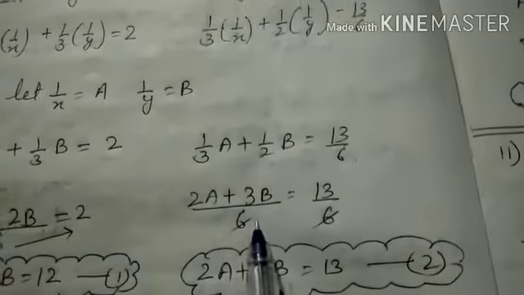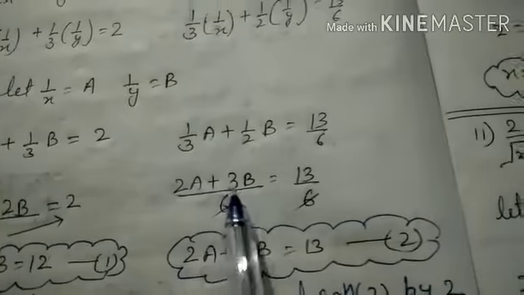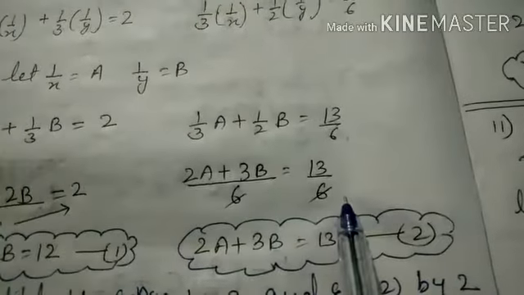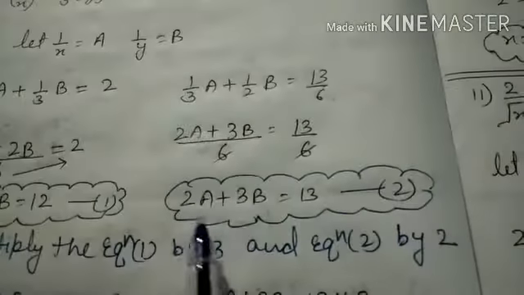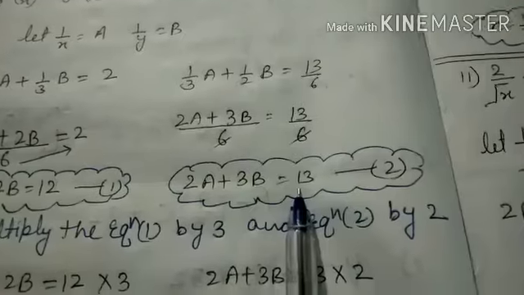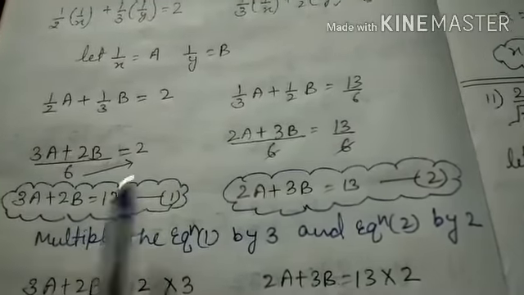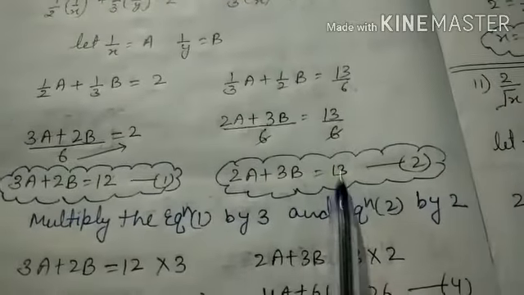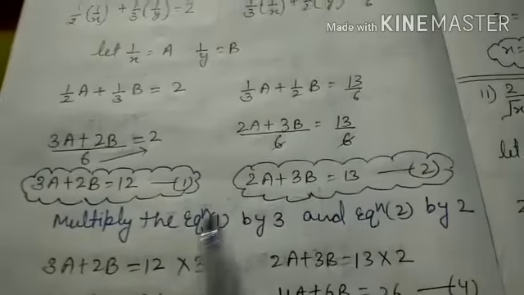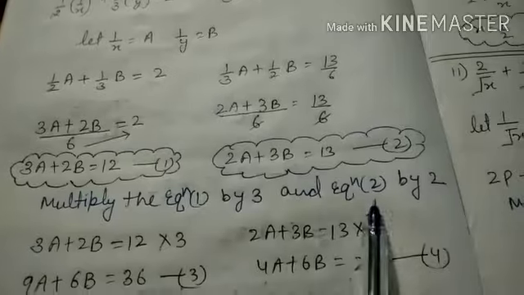Similarly 3 2s are 6 as the LCM, 3 2s are 6, 2 1s are 2, that is 2a plus 3b is equal to 13 upon 6. 6 is cancelled by this 6 and the second equation we have 2a plus 3b is equal to 13. The first equation we have 3a plus 2b is equal to 12 and the second equation we have 2a plus 3b is equal to 13. Now what will we do? We will multiply the equation 1 by 3 and equation 2 by 2.